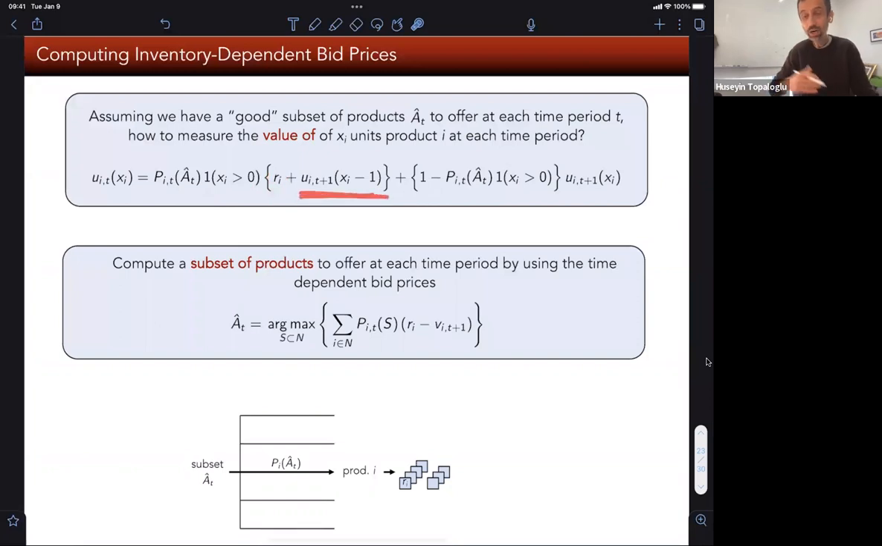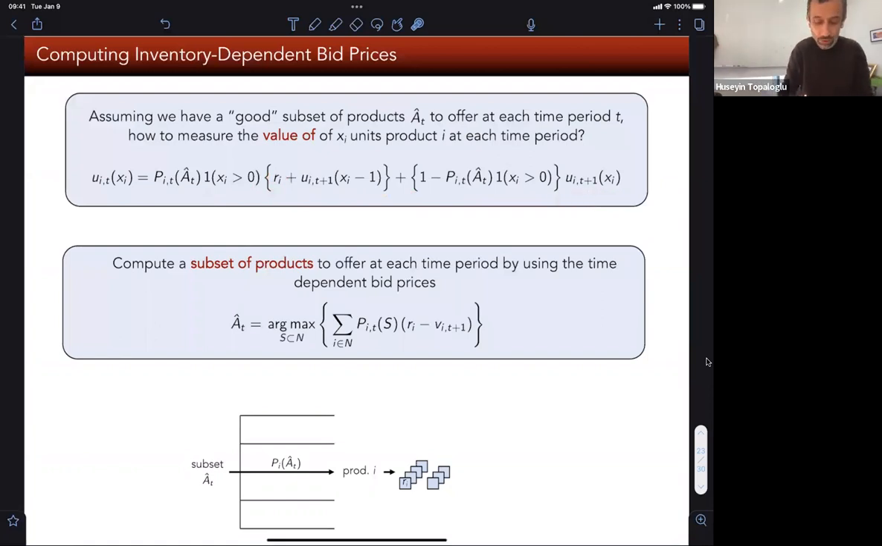And it's the value that I derive from xi minus 1 units of inventory for product I starting at the next time period. With this probability, if I offer my ideal assortment, the customer either does not choose product I or the product has 0 inventory. In that case, I'm still going to walk into the next time period with the same amount of inventory that I have for product I.